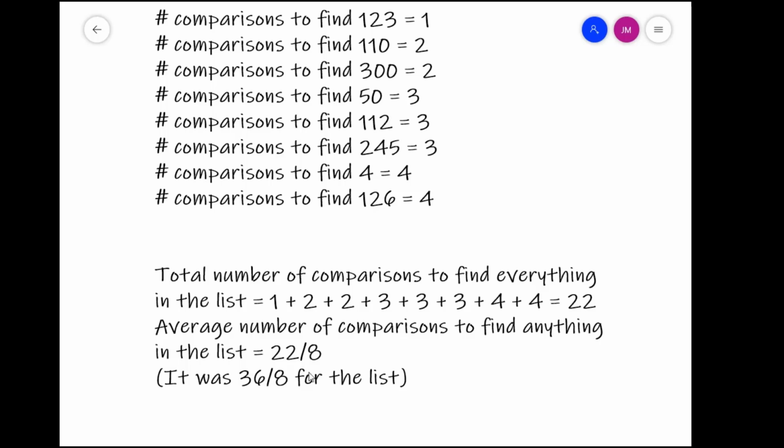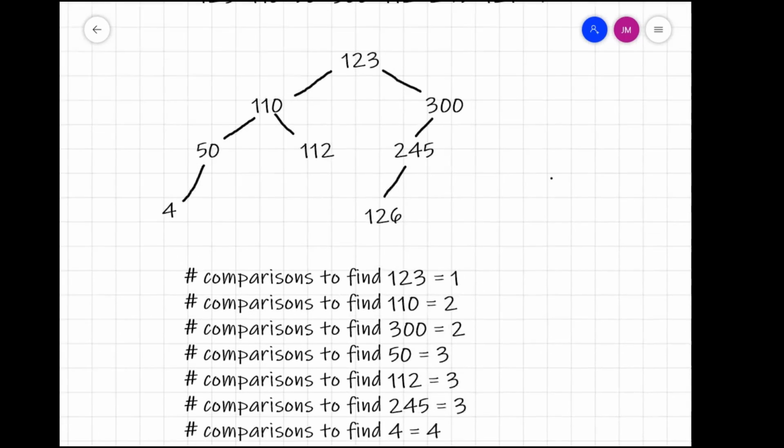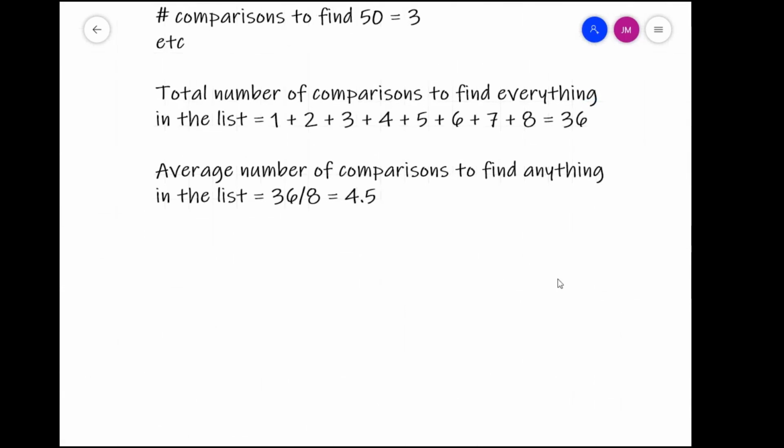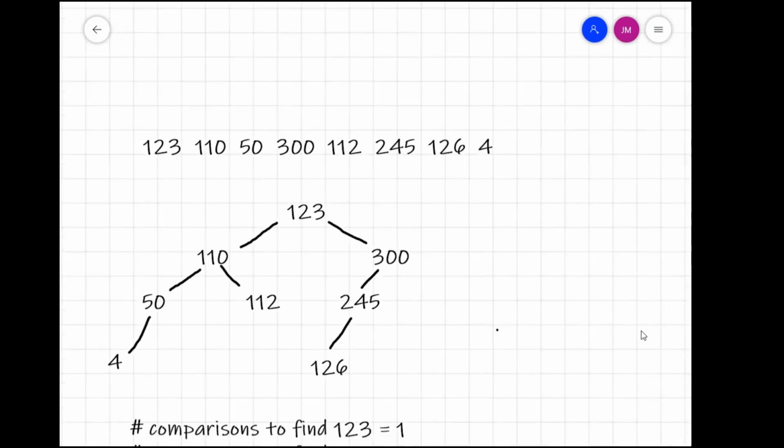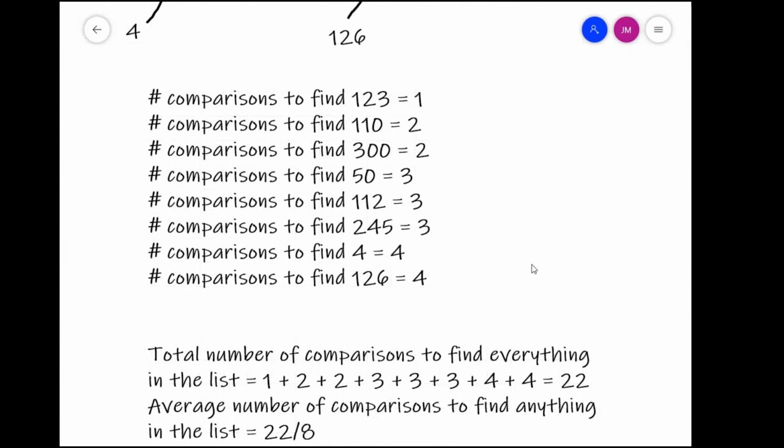So I can find anything in this list guaranteed 4 comparisons. 4 is the biggest number. I can find anything in this tree with 4 comparisons. The maximum number is 4. With our list, the maximum number was 8. So I can't say anything about this list. All I can say is I can guarantee I can find anything with 8 comparisons. 8 is the number of elements there. Here I'm saying I can guarantee it with 4.